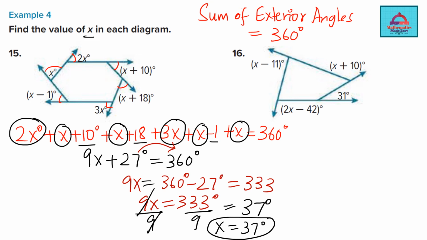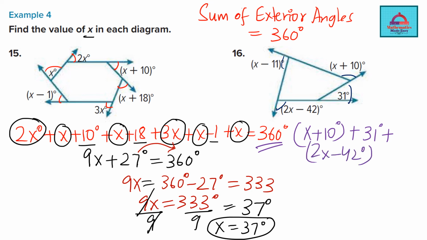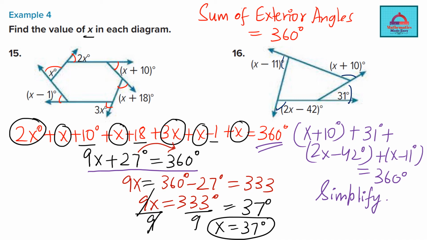Now here also you will do the same thing. The only difference is there are only 1, 2, 3 and 4 angles. So when you take these 4 angles, the sum is going to be 360 degrees again. So x plus 10 plus 31 plus 2x minus 42 plus x minus 11 degrees. Put that equal to 360 degrees and solve for x in a similar way that we have done here. Just simplify and let me know in the comment section what is your value of x for question 16.